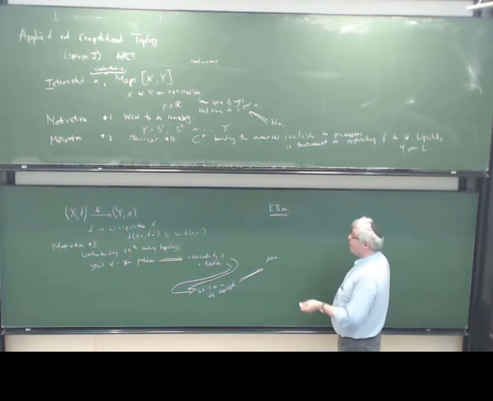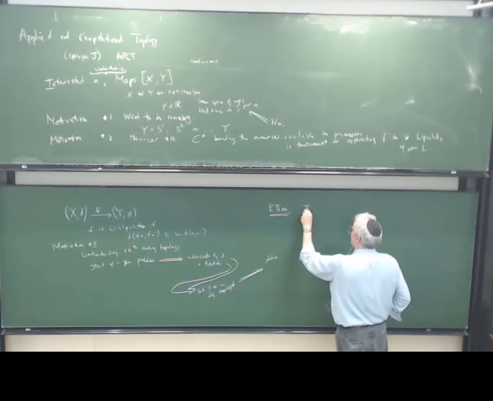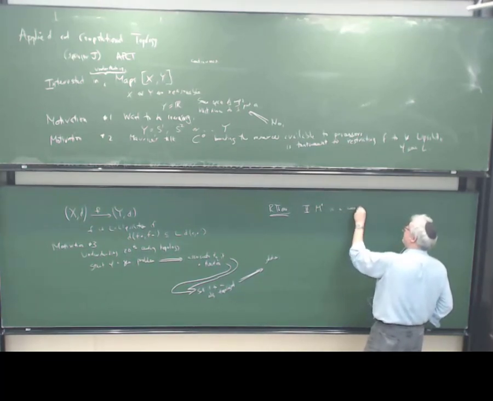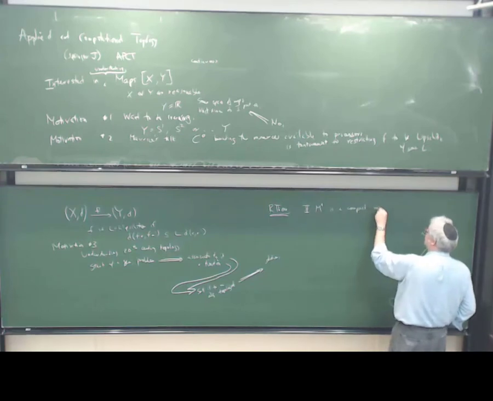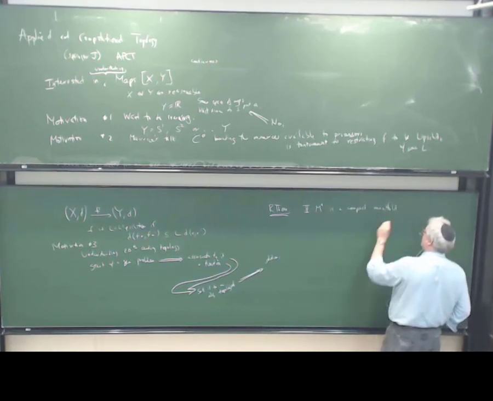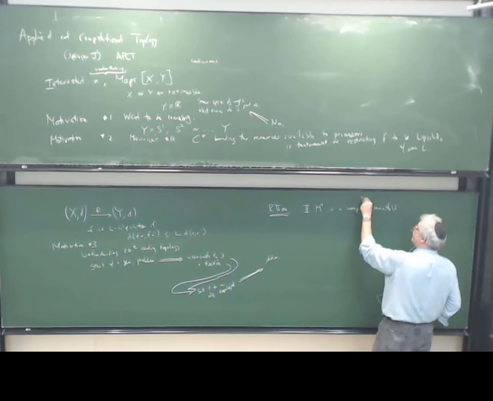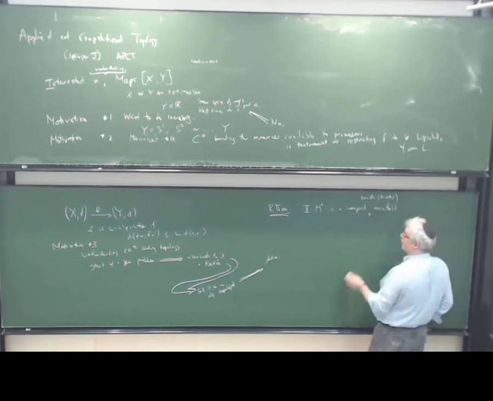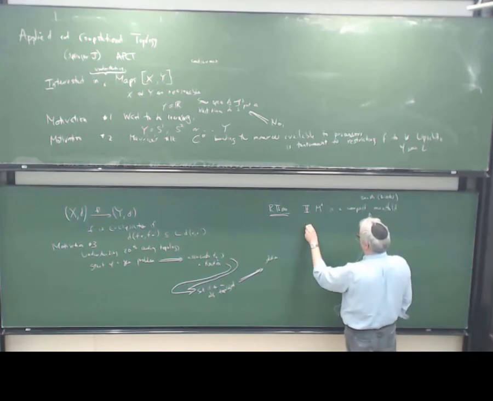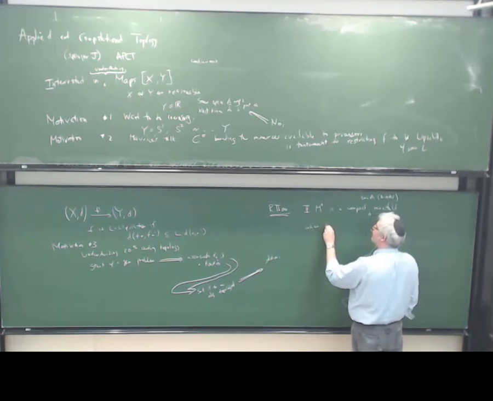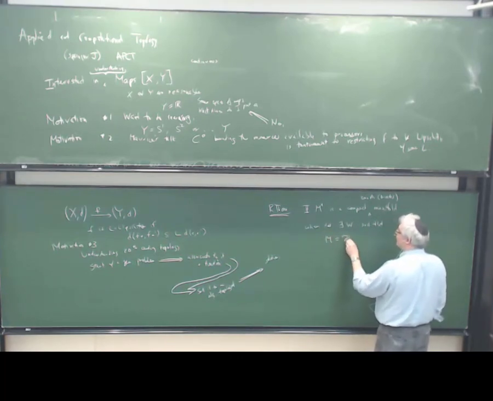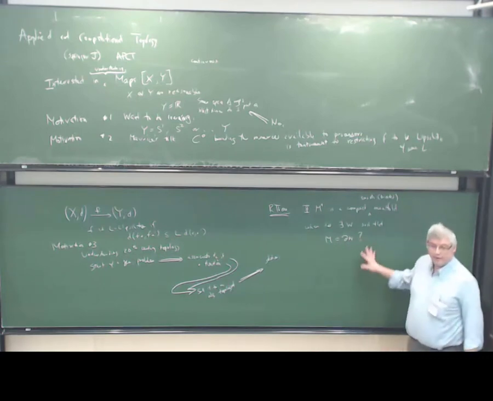René Thom was interested in the question: if M is a compact manifold, let's say smooth, we can negotiate about oriented, when does there exist a W such that M is the boundary of W? That was the question he asked.